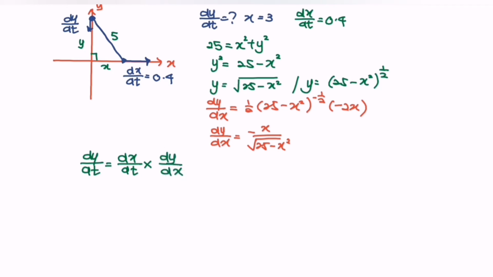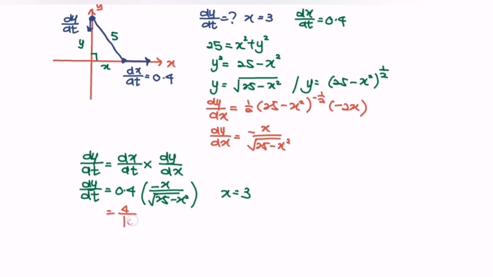So kindly substitute the situation. So dy/dt is equals to dx/dt, so we have 0.4, which is equals to 4/10, multiplied with dy/dx. So in here we have negative x over square root of 25 minus x squared. So the situation asks us to find the situation at the instant the bottom is 3 meters away from the wall. So meaning that x is equals to 3. Kindly substitute the situation.